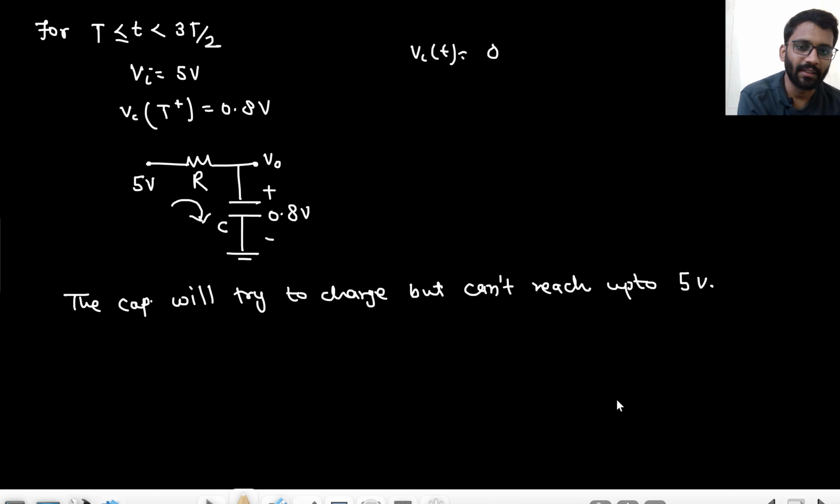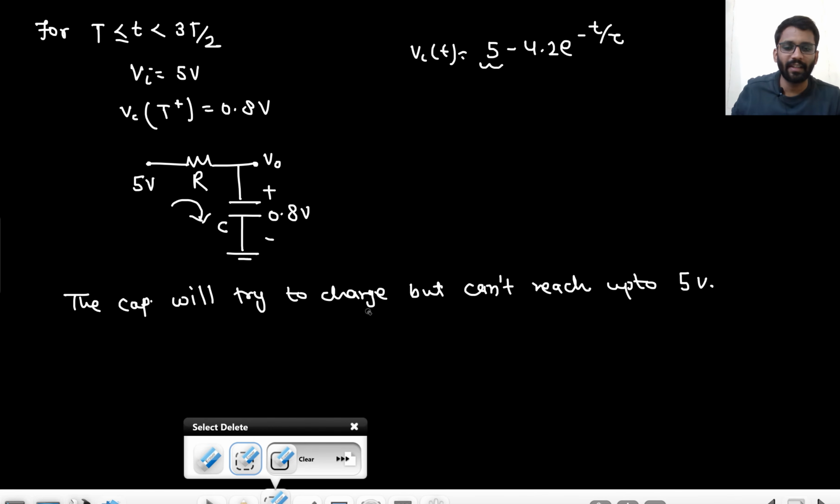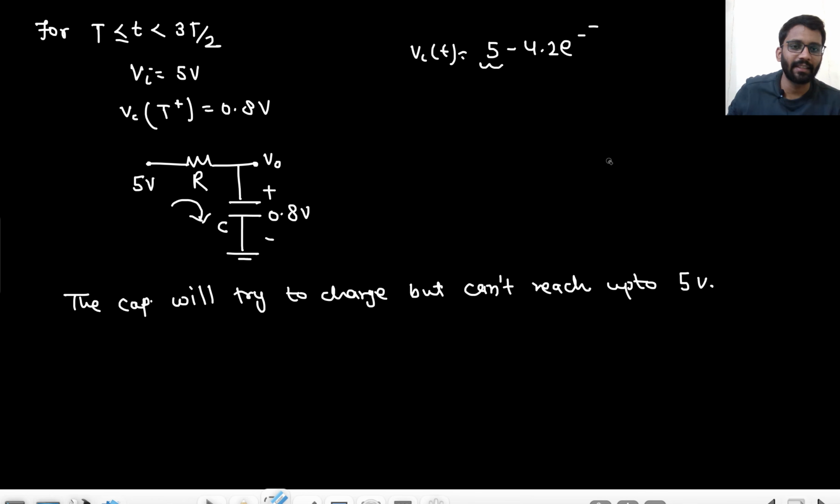Initially 0.8 voltage, right? And at steady state it is trying to go to 5 volt, right? E to the power minus t upon tau. Initially at t equals 0 we have 0.8 volt, and at steady state it is trying to go up to 5 volt, but since the time is very less, what is the time? Time is t to 3t by 2, that means only 0.5 second.